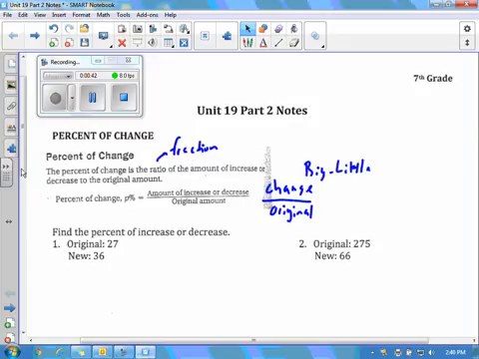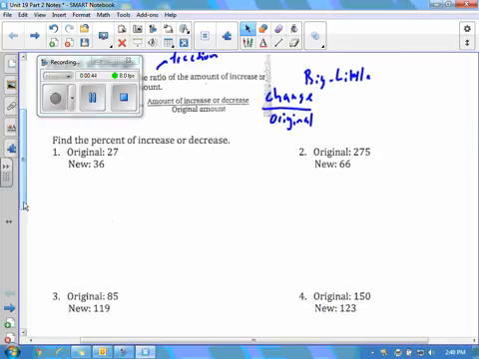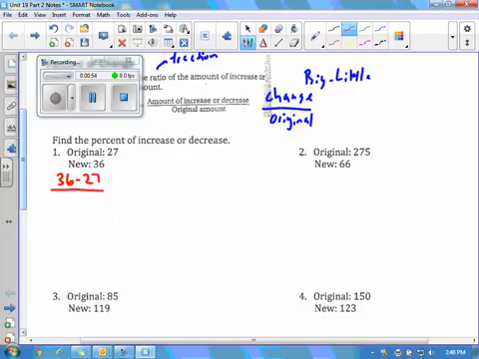So it says find the percent of increase or decrease. So the top is always going to be our change. So it's always going to be our bigger number, which in this case is 36, minus our smaller number, 27. That does not matter if it's the original or the new. It's always just a bigger number minus the smaller number. Now the denominator is always going to be the original. So in this case, that's 27.